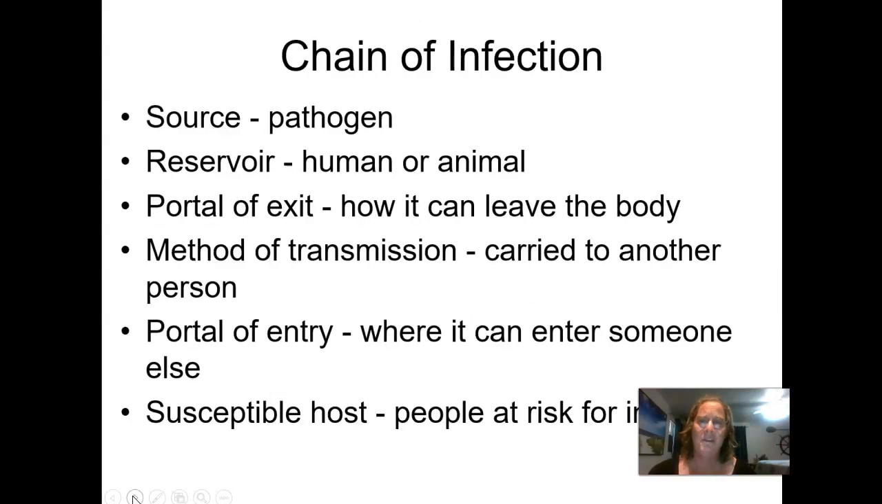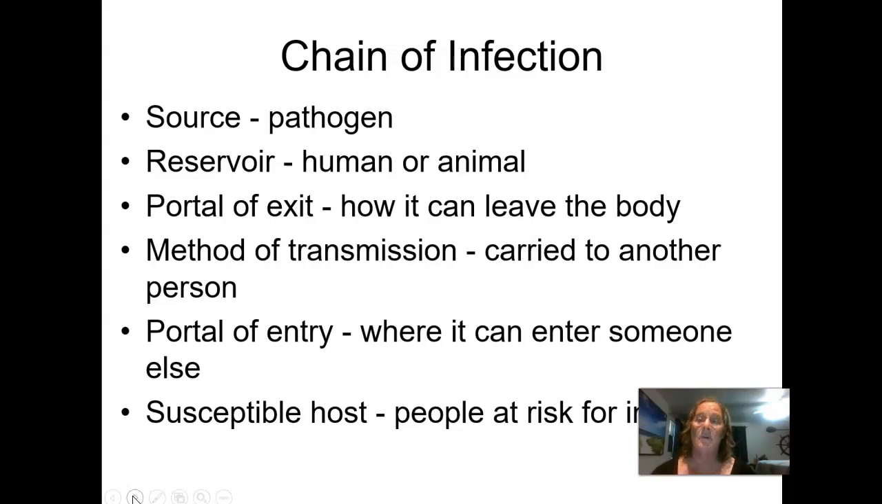So the chain of infection, when we're looking at what is a chain of infection, it always starts with the pathogen or the germ or that harmful microbe. So there has to be a source. I mean, you can't have an infection without a source, without that initial pathogen that started it. Then that source has to live in a reservoir, which we said could be human or animal. Now, how is this pathogen that lives in this human, for instance, going to get over to another person to make them sick? Well, it has to have a way out of the body.